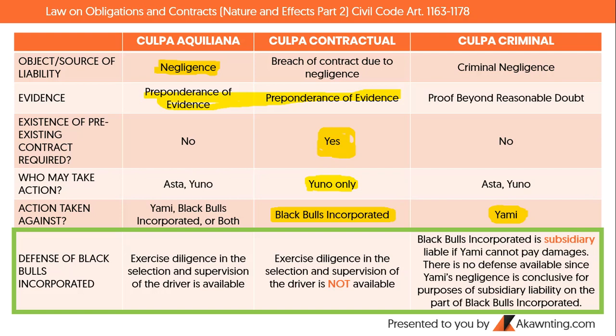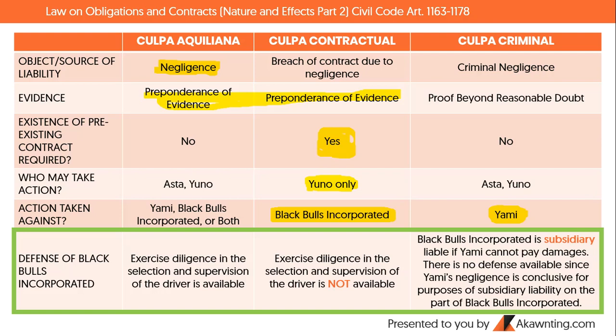Pero in the first place kasi sa culpa criminal, hindi naman siya yung kinakasuhan pagdating sa culpa criminal. Si Yami po yung kinakasuhan. So, in terms of defense, hindi niya naman talaga kakailanganin yun. Okay? Pero with regards to liability, so may mababasa tayo dito. So, hindi porket hindi siya yung kinakasuhan under culpa criminal, wala na siya totally liability.